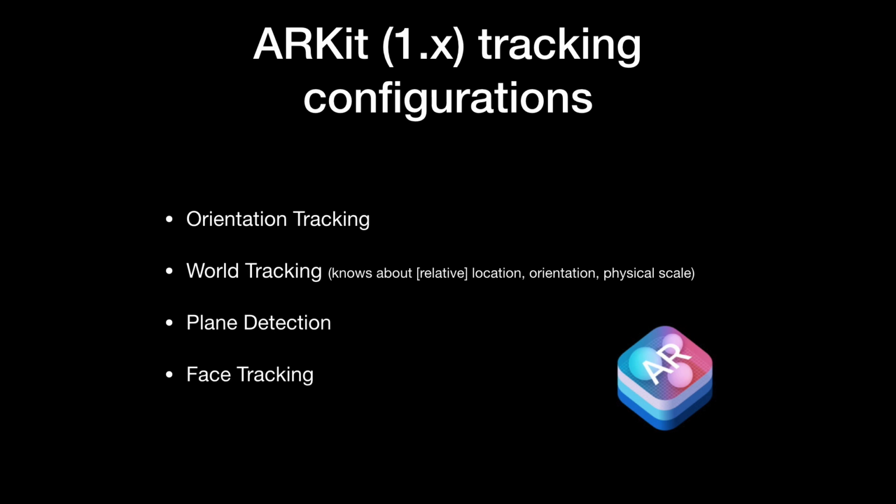The first one is orientation, which in a really simple way means you only know the rotation of the device. Think about it like 360 videos. Then there also was world tracking. You know the relative location of the device in the physical world, its orientation and physical scale. There was also plane detection. Think about it like floors, walls, it can be a table, that kind of thing. And it also had face tracking.